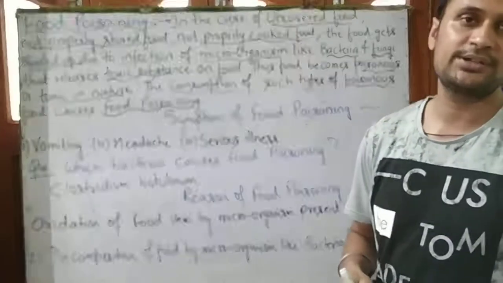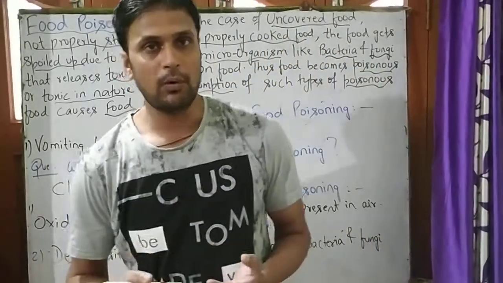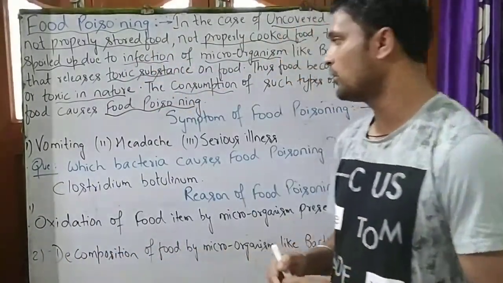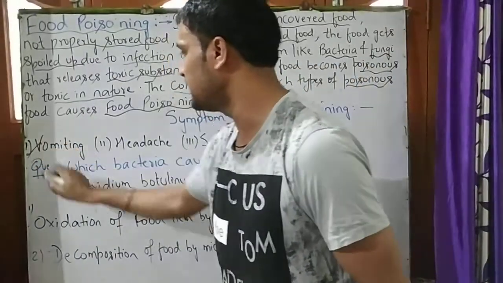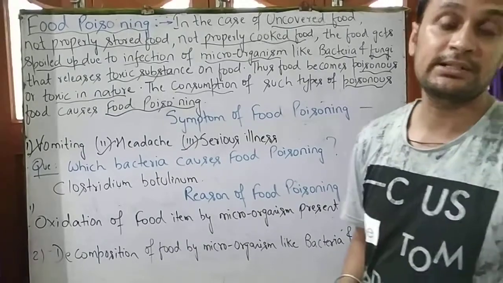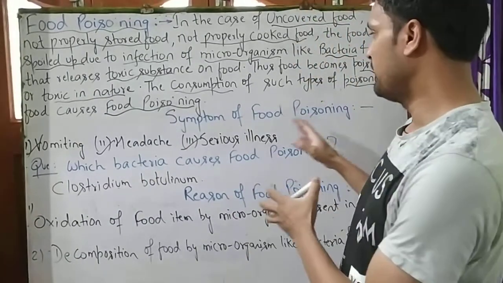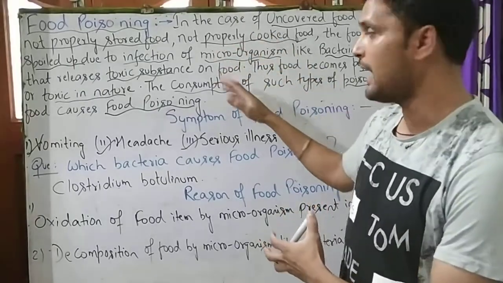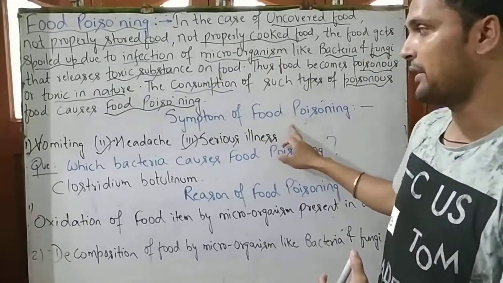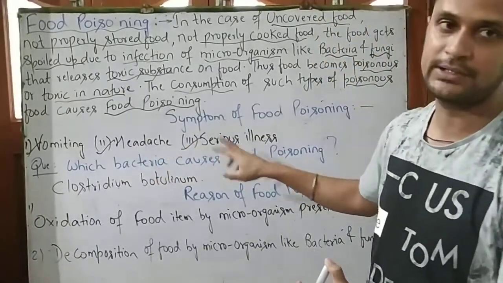Now we will understand the symptoms of food poisoning. The symptoms of food poisoning are vomiting, headache, serious illness, and sometimes it leads to death. So students, we have understood what food poisoning is and its symptoms: vomiting, headache, and serious illness.